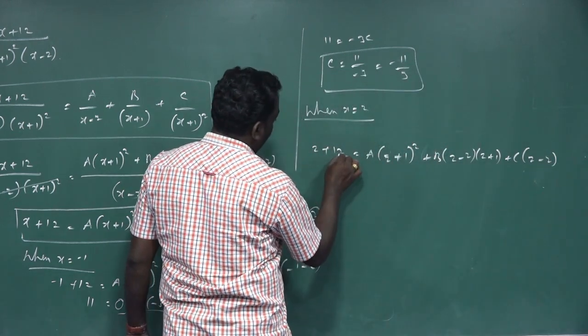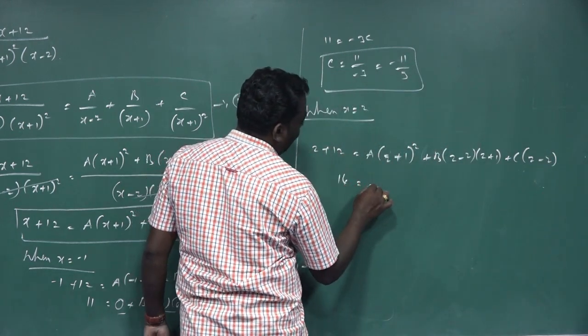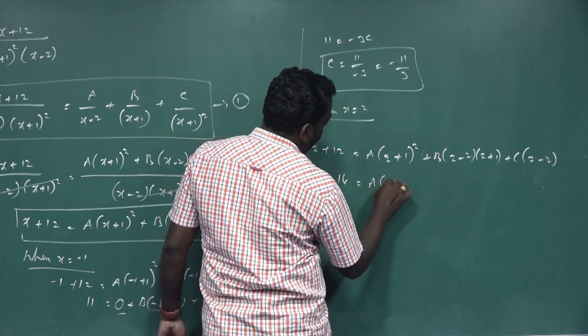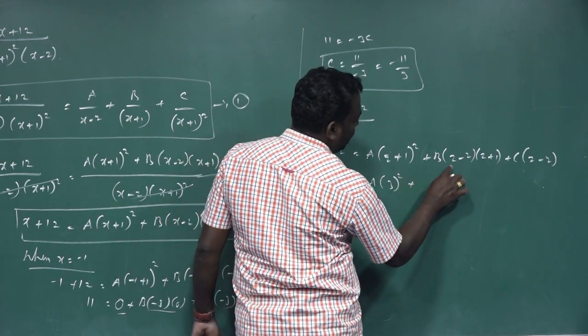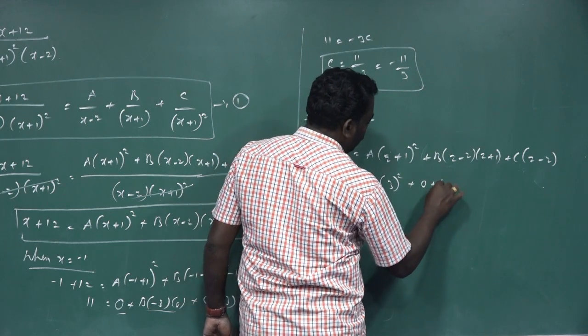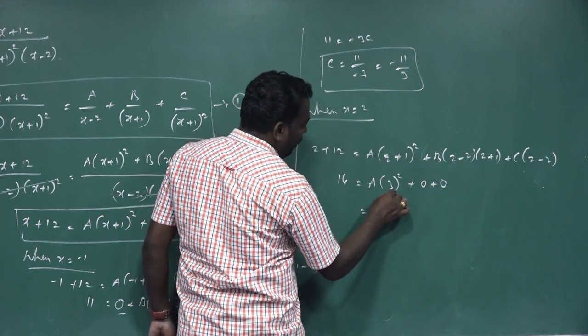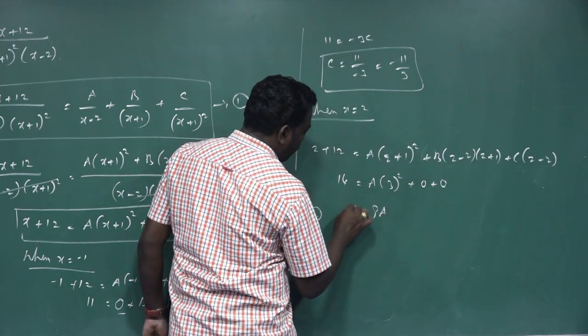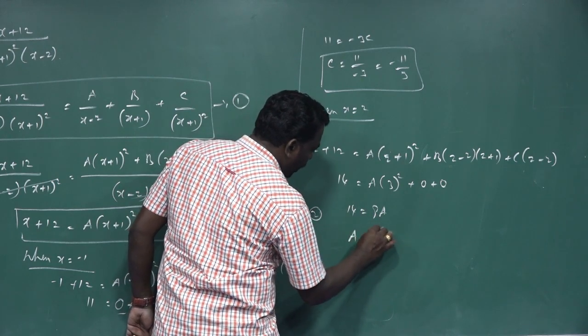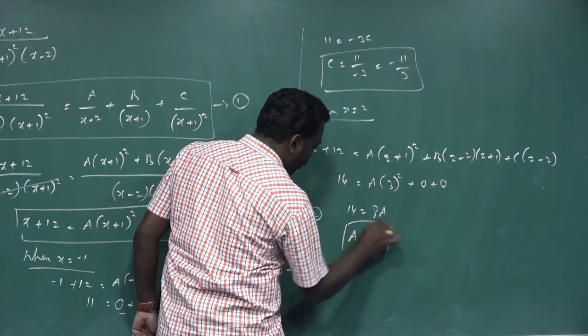Therefore, 12 plus 2 equal to 14, that is equal to a into 3 whole square, plus this term is cancelled, this term cancelled, 0 plus 0. That is equal to 3 square is 9, so 9a is equal to 14, therefore a is equal to 14 by 9.